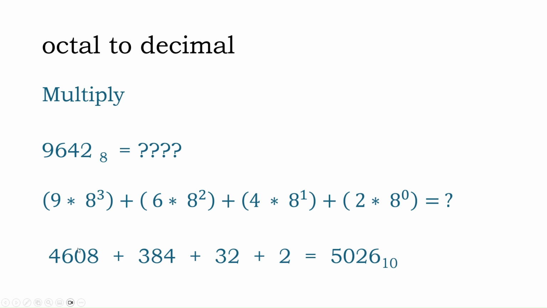The answers we get from each of these is 4,608, 384, 32, and 2. We add those all together and we come up with the decimal number 5,026.